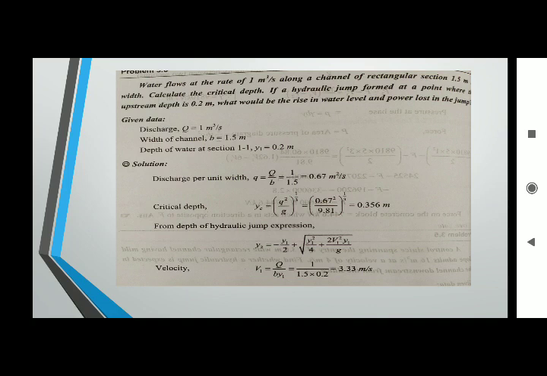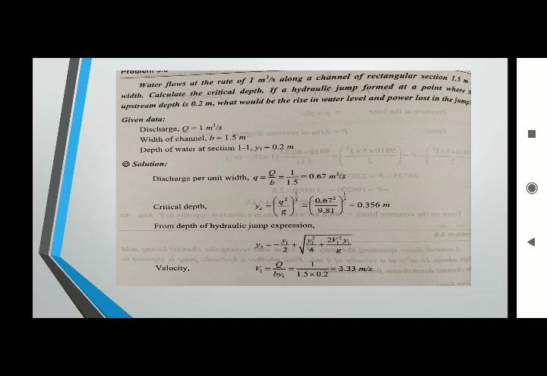Either you substitute this formula, or first I know y1. I have y1 equal to 0.2 meter. By using y1 and small q, I calculate v1. I know v1 is equal to small q divided by y1. By using that, I can calculate v1.